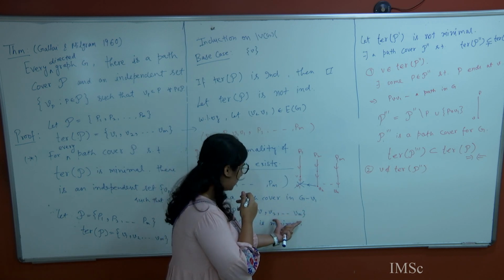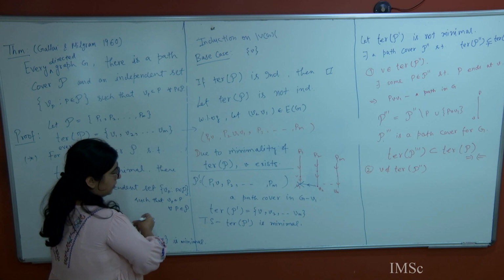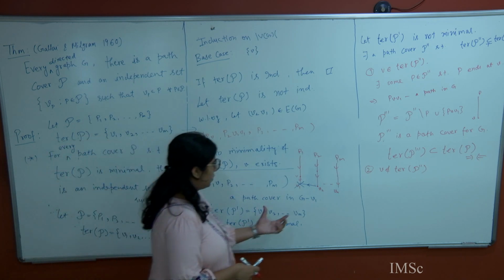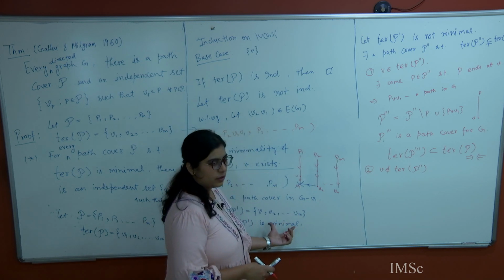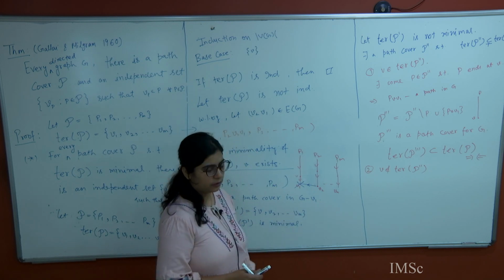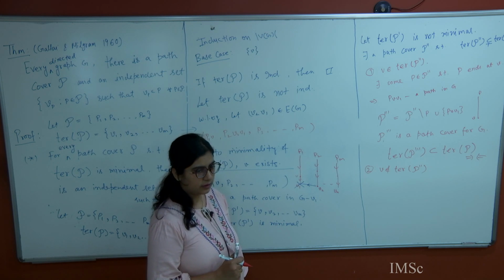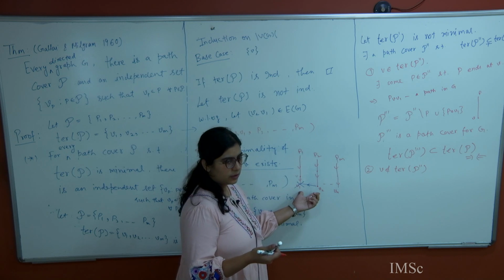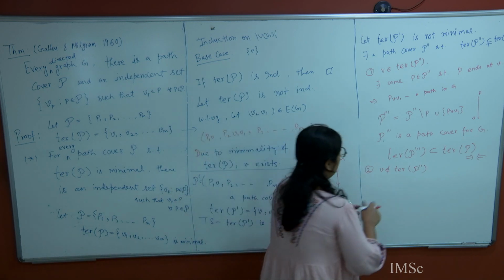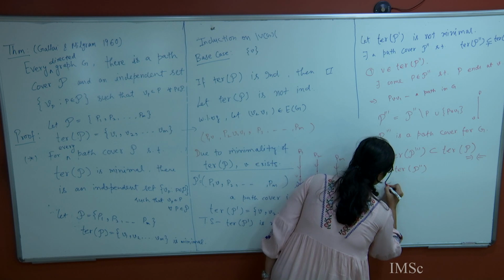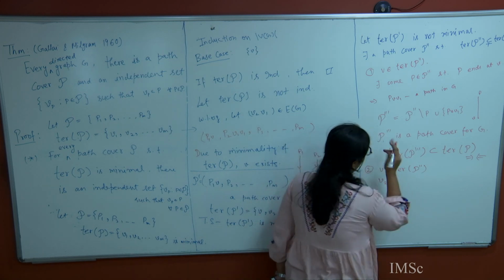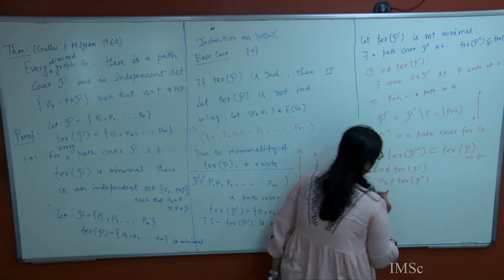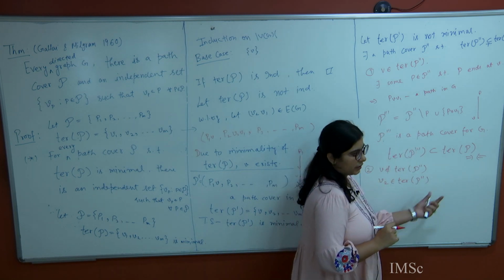From its path cover, we want to construct a path cover of G. So how can we do that? What other vertex should I look for? V2, because I know that V2 V1 is an edge in G. So let's see if V2 belongs to this terminal set or not. Let V2 belong to the terminal set of P double prime.